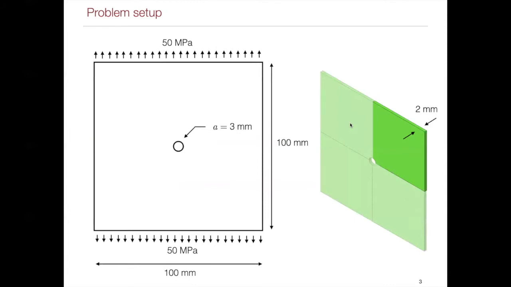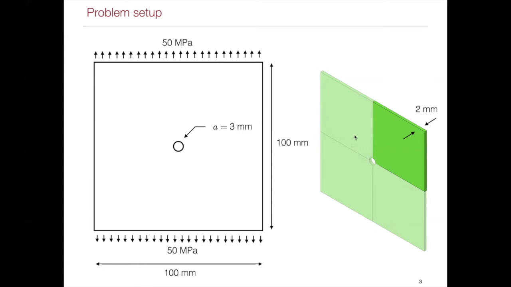All right, so the problem setup. On the left, you can see we have this square plate. So it's 100 millimeters on each side. And we're applying a far field loading condition of 50 megapascals on the upper and lower surfaces. This small hole in the center of the plate is going to be a radius of 3 millimeters, and we'll refer to that hole radius as A later on in the slides.